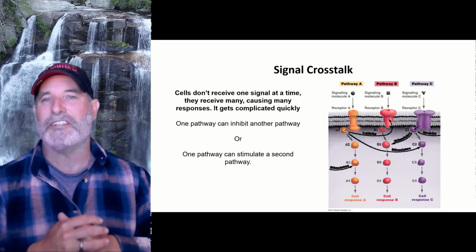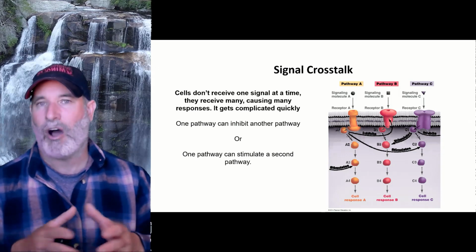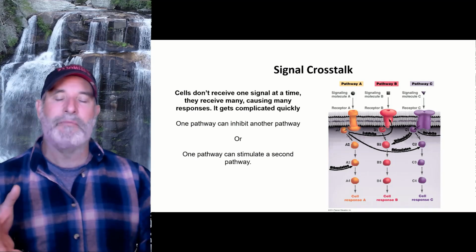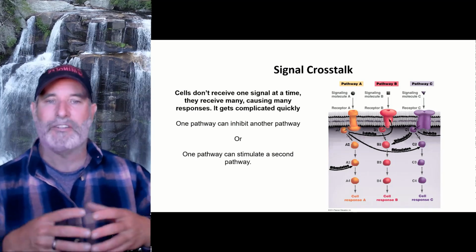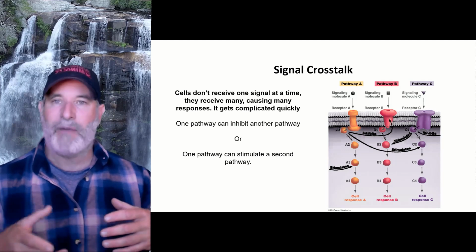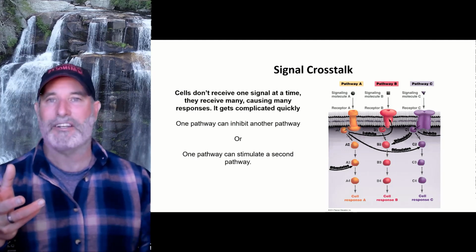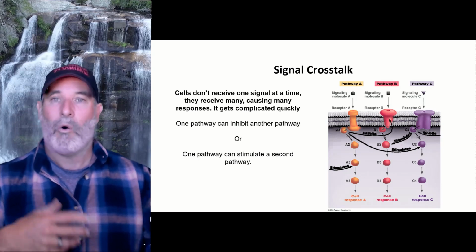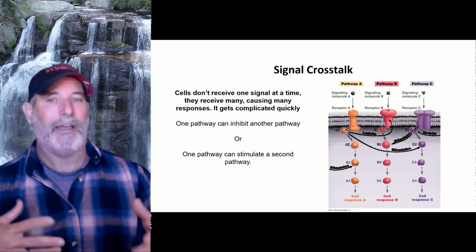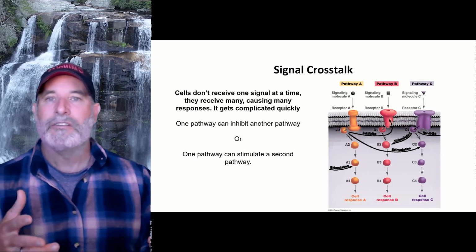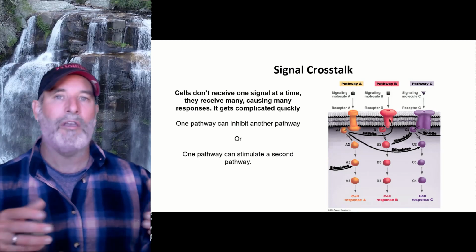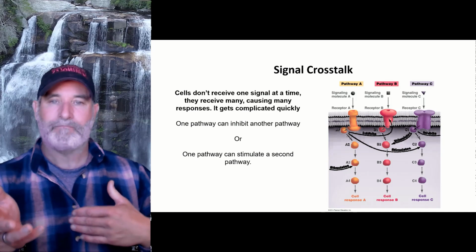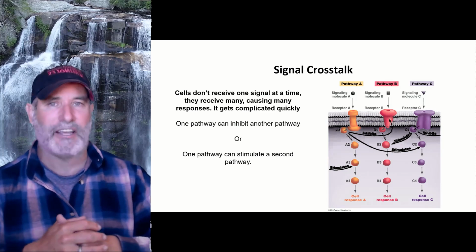Cells don't receive just a single signal at one time. They often receive multiple signals all the time. And this can cause many responses, and these responses start interacting with each other. And so, for example, you might get a signal that says grow and divide. You might get another signal that says, no, stop that. So one pathway can inhibit or limit another pathway. And you can have just the opposite as well. So you've got one pathway stopping another one, or you've got one pathway amplifying a second pathway.